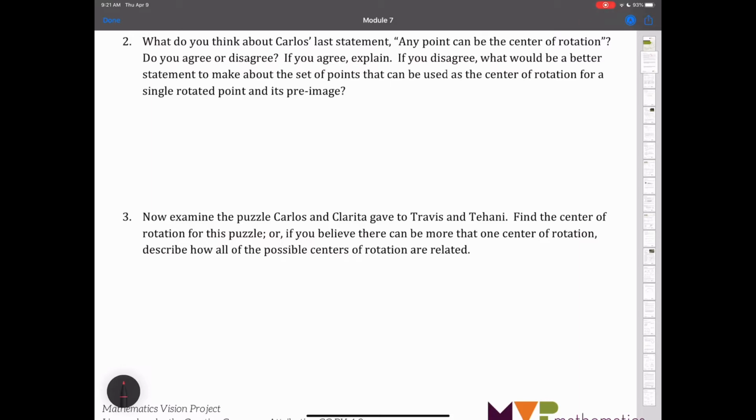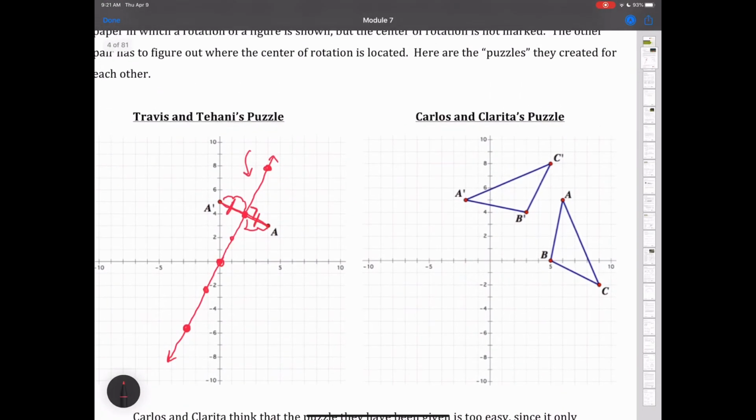So now examine the puzzle Carlos and Clarita gave to Travis and Tahani. Find the center of rotation for this puzzle. Or if you believe there can be more than one center of rotation, describe how all of the possible centers of rotation are related. So, knowing what you do now about perpendicular bisectors, go ahead and try this one as well.